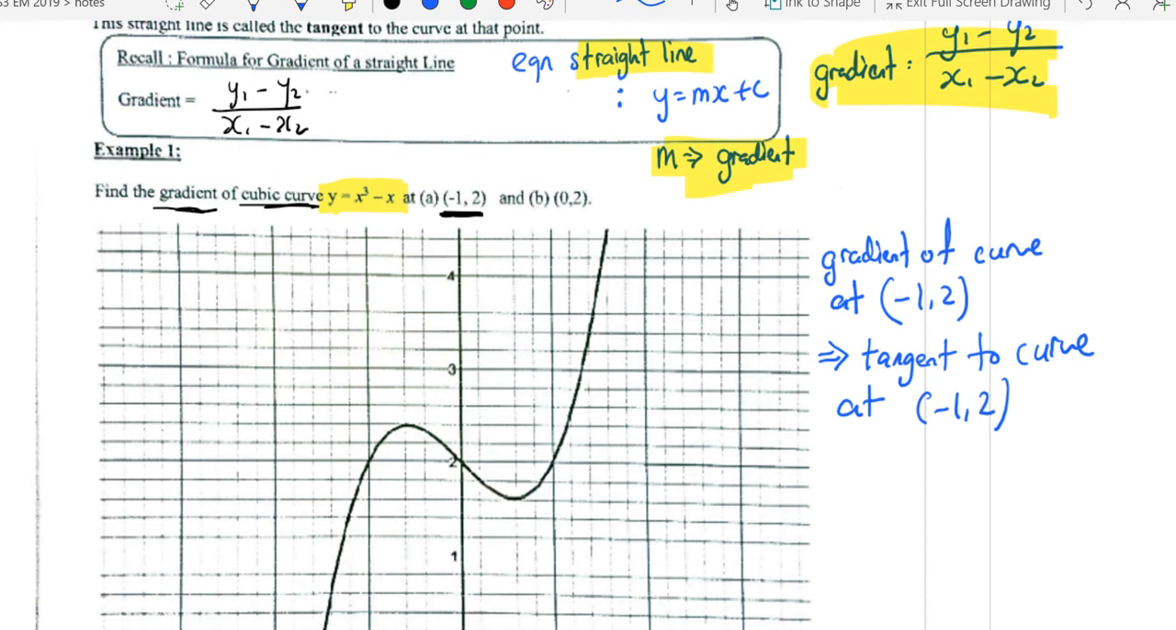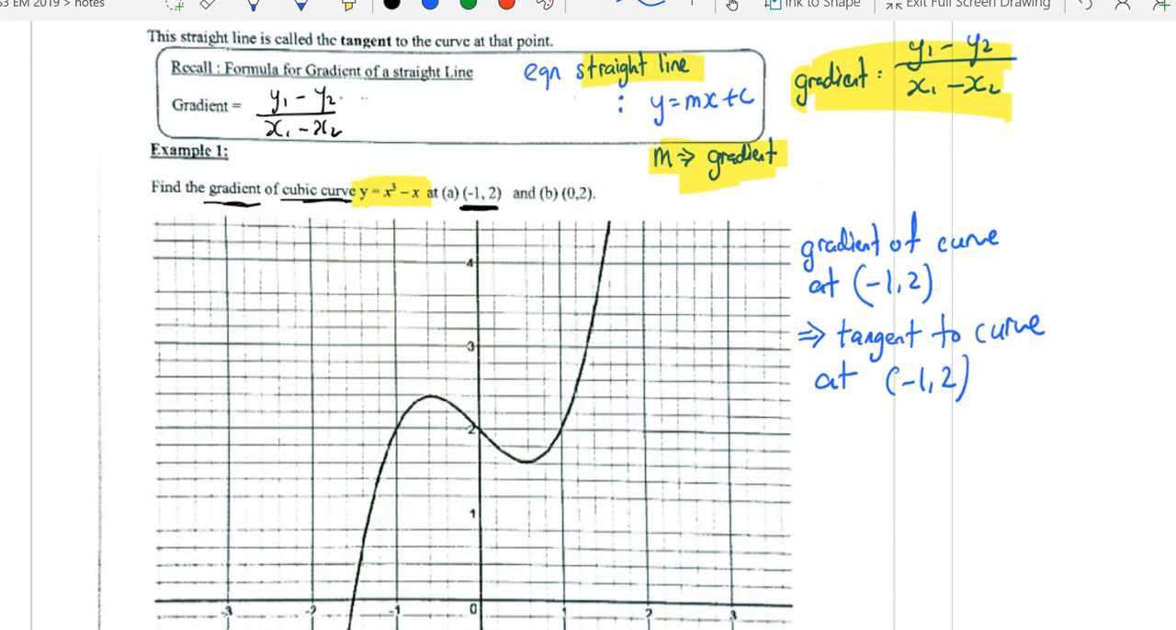It is the point. No, it's not the below one. It can be any point. So let's do it together. Can you first mark a cross at negative 1, 2? Did you see the cross? Yes.